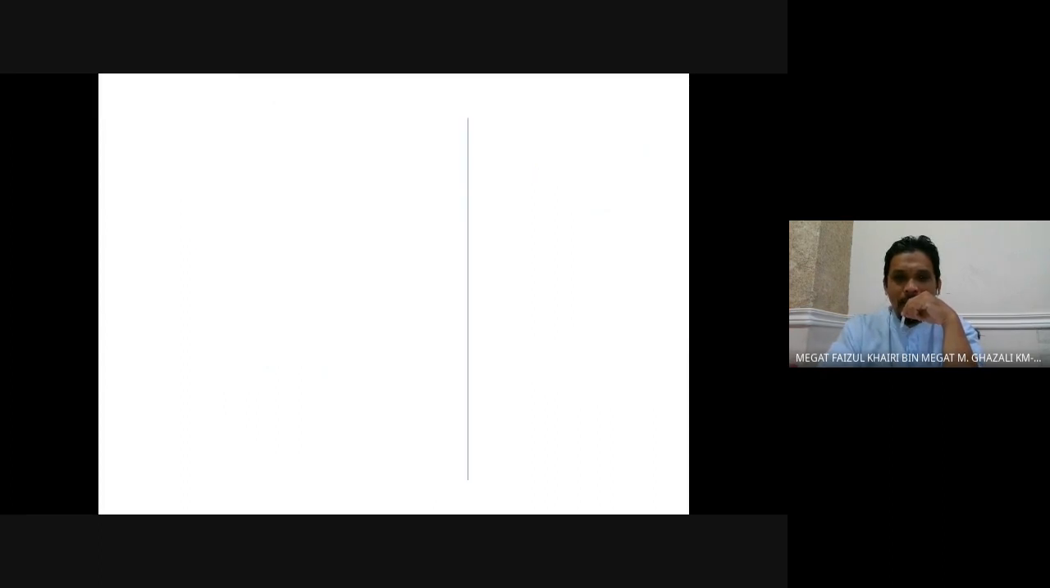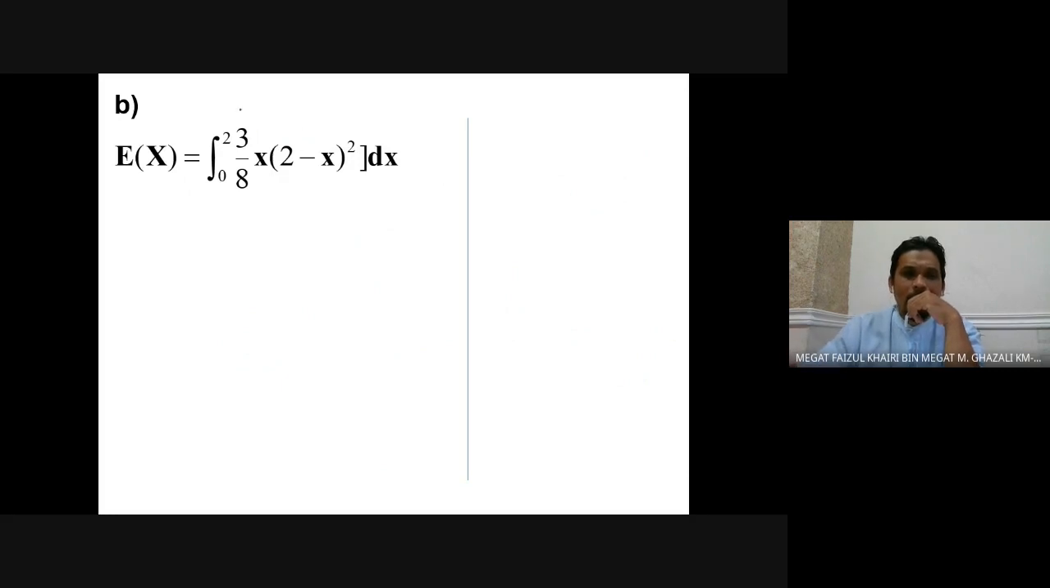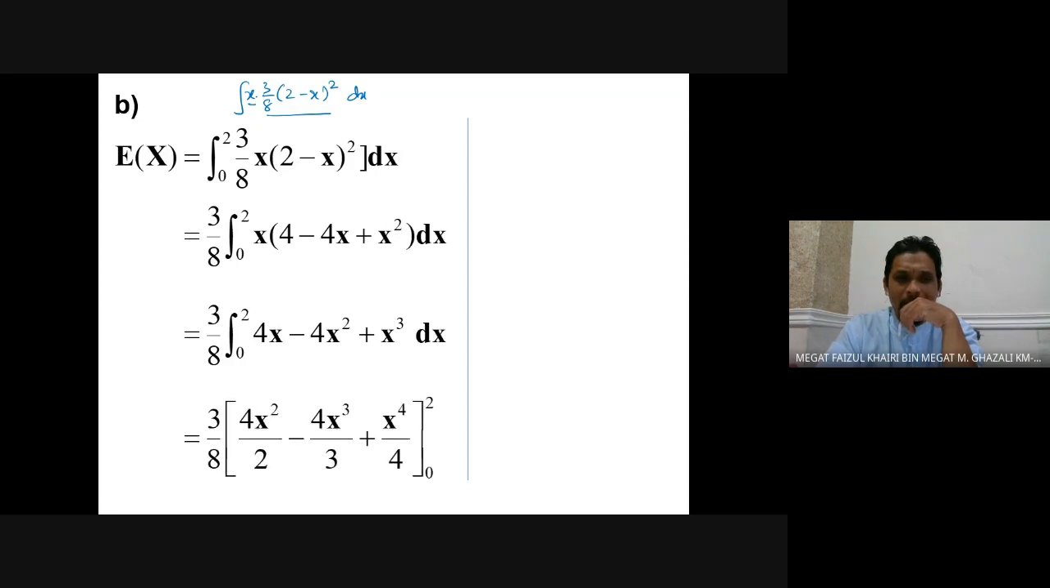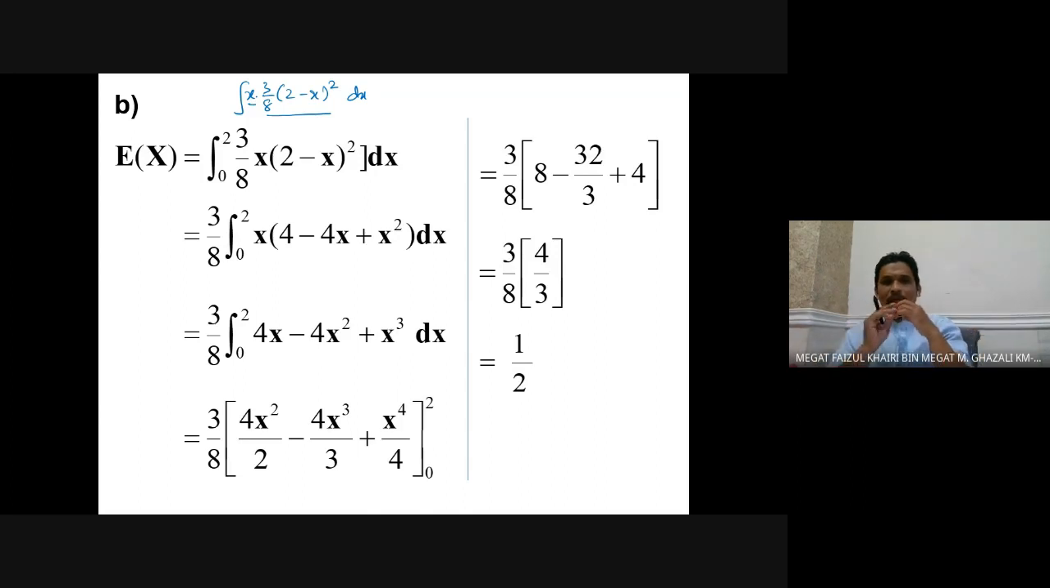Okay. So now EX: integral of 3 over 8 times (2 minus x) squared, then we add up with x here. X multiplied with f(x) dx. Okay, integral of this, it's going to give you that one. Okay, expand it and integrate one by one. So equal to half.